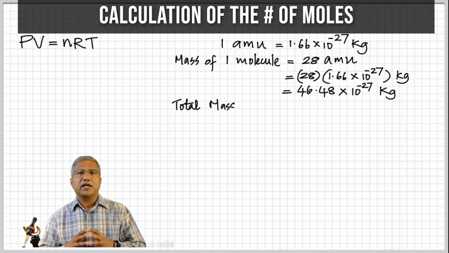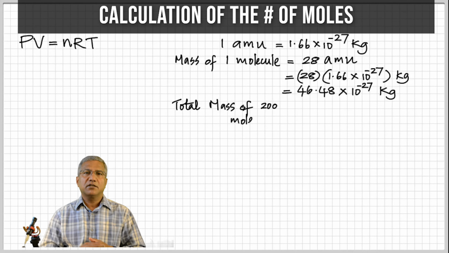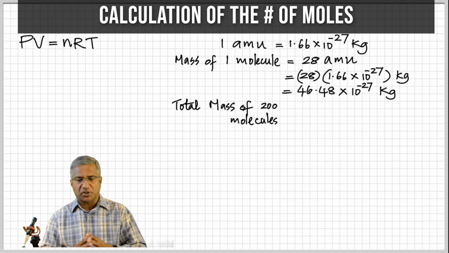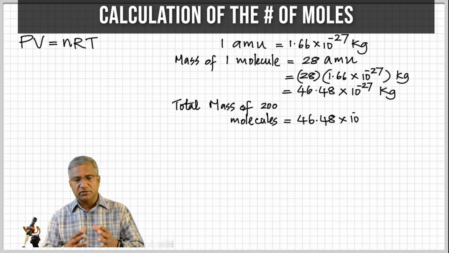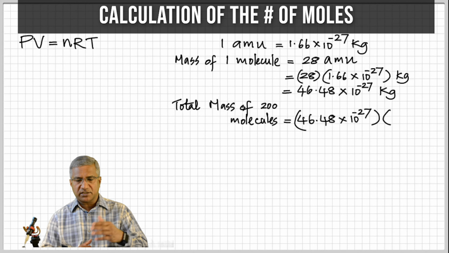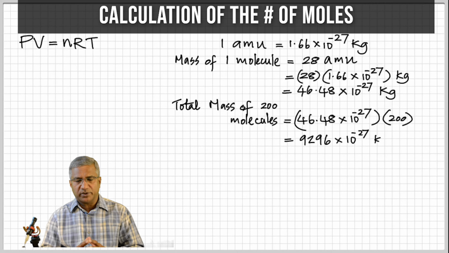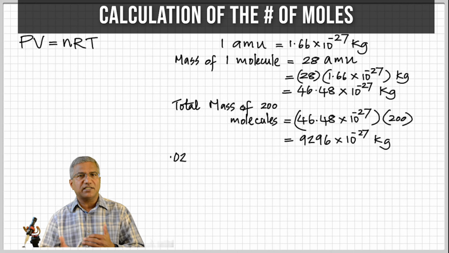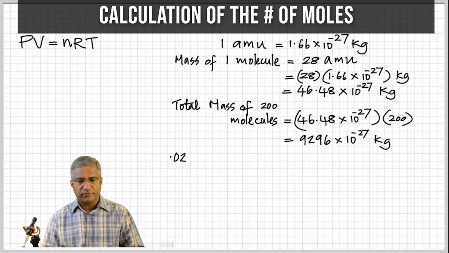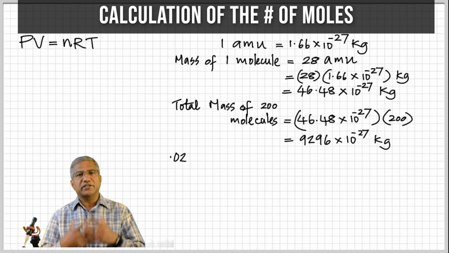In the simulation, we're going to have 200 such molecules. So the total mass of 200 would be 200 multiplied by this. So you would get the total mass of 200 molecules as 46.48 times 10 to the negative 27 multiplied by 200, which gives 9296 times 10 to the negative 27 kilogram. I know I'm not putting it in the standard or the scientific notation, and there is a reason. You will see that. So that's the total mass of all of the 200 nitrogen molecules.